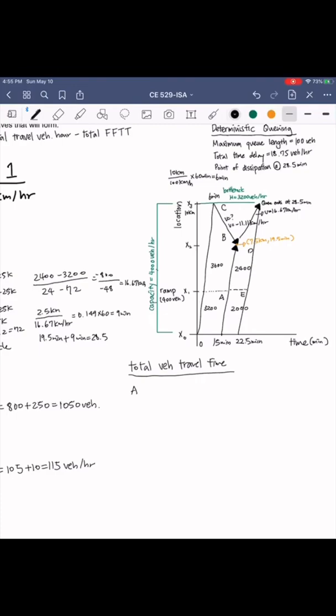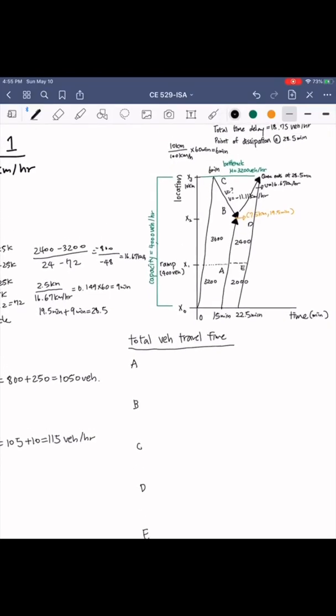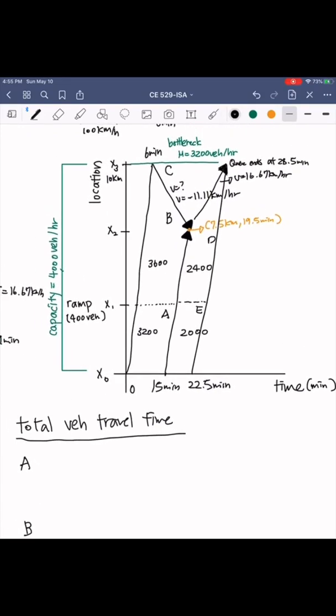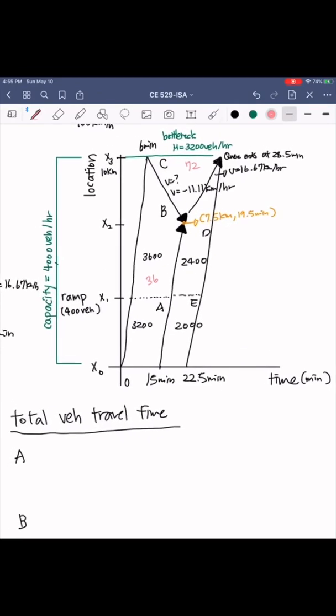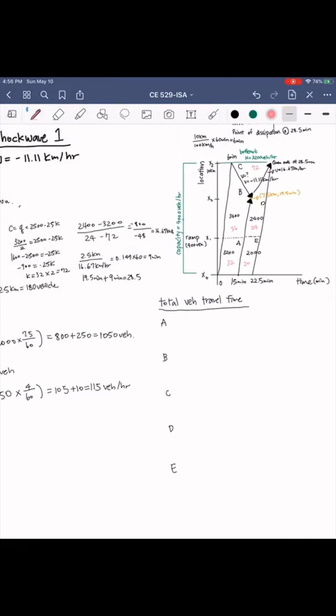So let's divide it into A, B, C, D, E. So let's first write down the density of its regions that we calculated earlier. So we know that this is at 72, 36, because they're uncongested, it's 100 kilometers per hour. So this will be 32, 24, and 20 here. So let's write down the density first. So A is at 30, I write it in black. So 32, B is 36, 72, 24, 20.